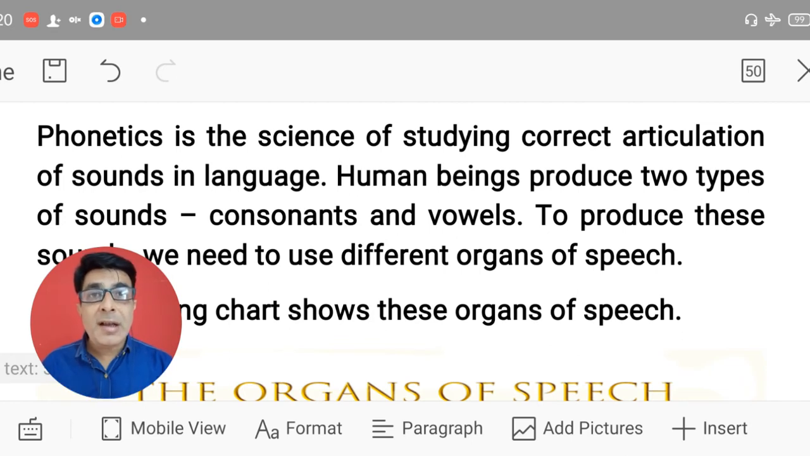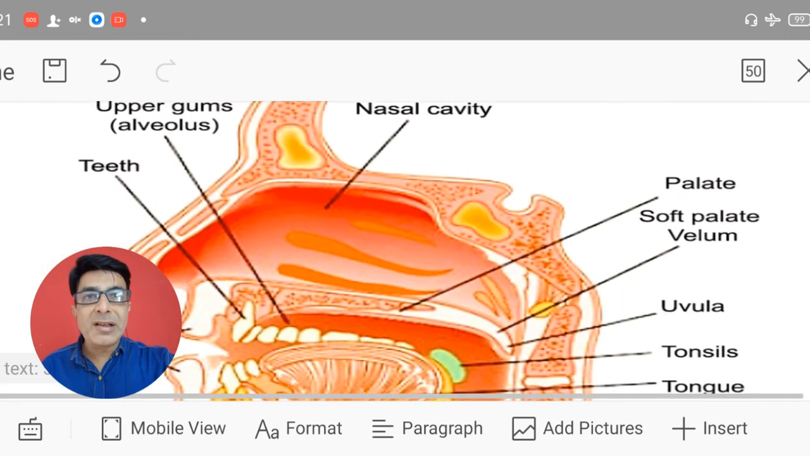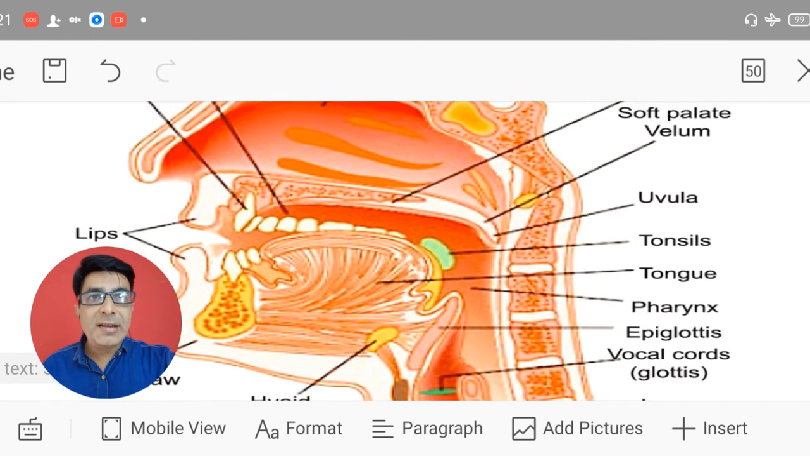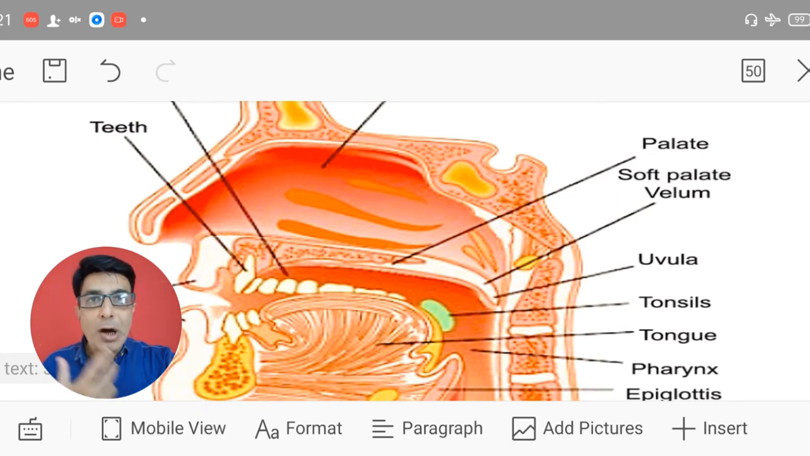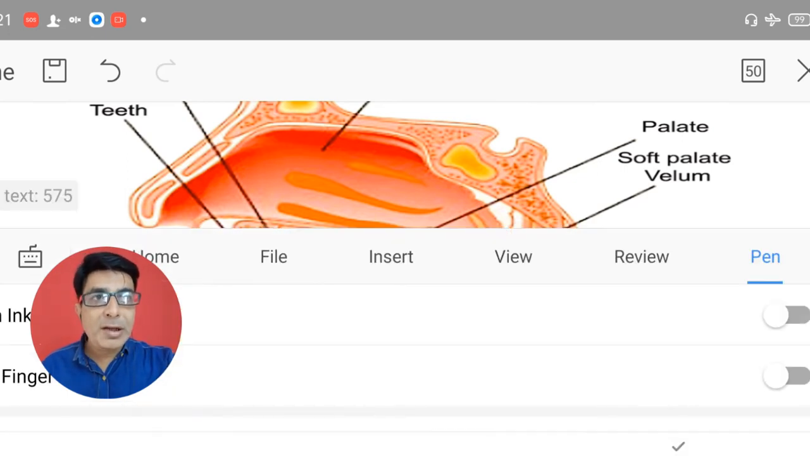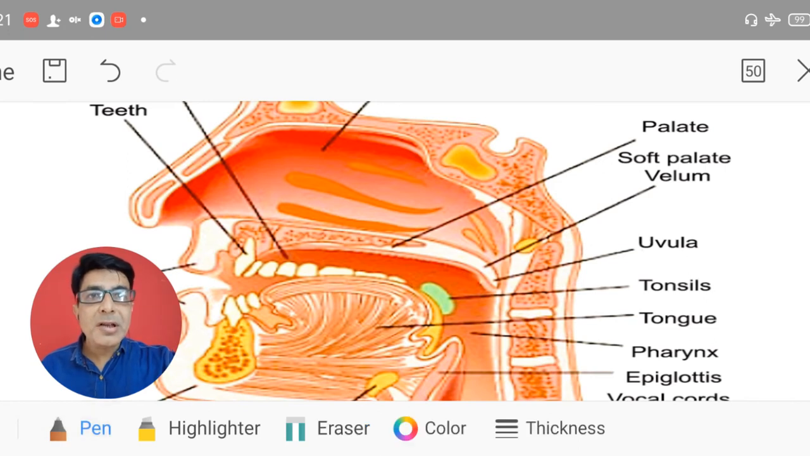Now the question is, how do we produce or articulate these sounds in the English language? For that, you need to understand that sounds are produced with the help of organs of speech. What are these organs of speech that you can see here in this picture? This is the picture of a human mouth. Remember, a human mouth has two cavities.